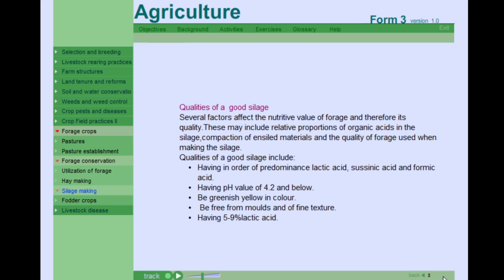Qualities of a good silage include having, in order of predominance, lactic acid, succinic acid, and formic acid. Having pH value of 4.2 and below. Be greenish yellow in color. Be free from molds and of fine texture. And having 5 to 9% lactic acid.